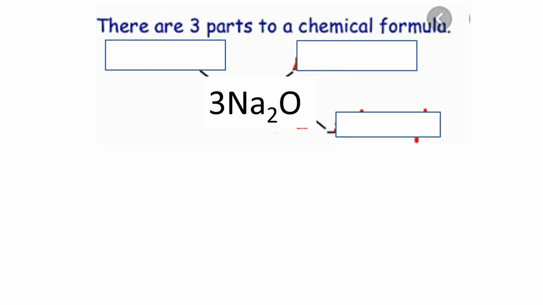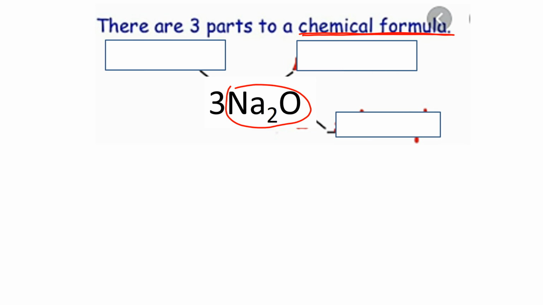All right, now, so let's start looking at a chemical formula. So there's three parts of a chemical formula that I'm going to talk about today. And so whenever I'm talking about the chemical formula itself, I'm really just talking about all of it there, all the numbers involved, but mainly just the symbols and the subscripts. So go ahead, copy down this chemical formula, 3Na2O.